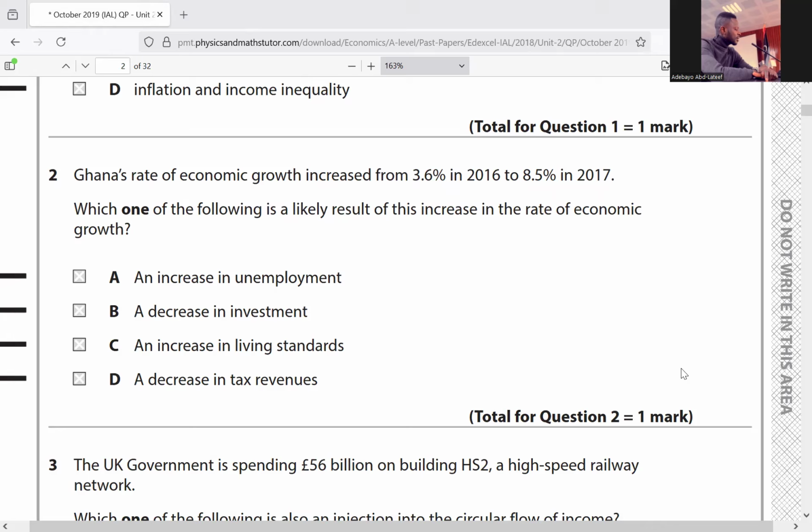A decrease in tax revenue. No. If the economy is growing, it simply means income level is increasing. Profit made by firms would also increase. As a result of that, that will bring about an increase in tax revenue. Income tax will increase. Corporation tax will also increase. So it is not D. So the answer is C for question 2.